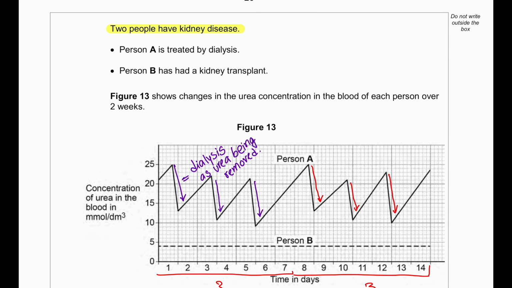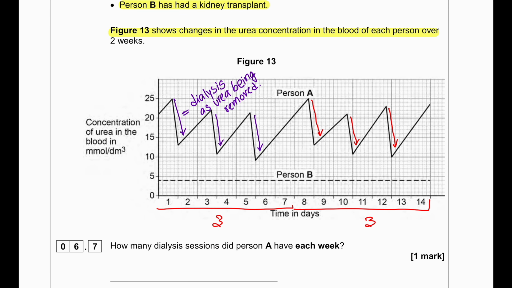Two people have kidney disease. Person A is treated by dialysis and person B has a kidney transplant. Figure 13 shows the changes in the urea concentration in the blood of each of the persons. We can see after the transplant, the urea concentration stays steady, does not increase at all. For a person that has dialysis, once the dialysis takes place, the urea concentration drops sharply. The same happens in every case where the person has a dialysis.